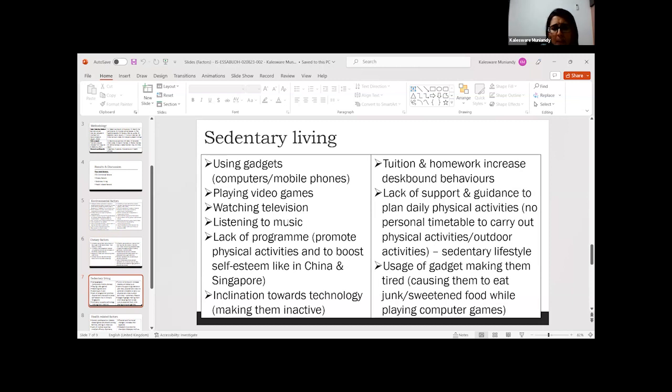Using gadgets, playing video games, watching television, listening to music, and a lack of programs that promote physical activities like those present in China and Singapore, they incline more towards technology. They have so much tuition, so much homework, increasing desk-bound behavior, lack of support. They cannot plan daily activities because they don't have someone to sit with them to come up with a personal timetable in which they have some slot to do some physical activities. And using gadgets as well, making them so tired of thinking. And this will cause them to eat more, especially junk and sweetened food while playing computer games.